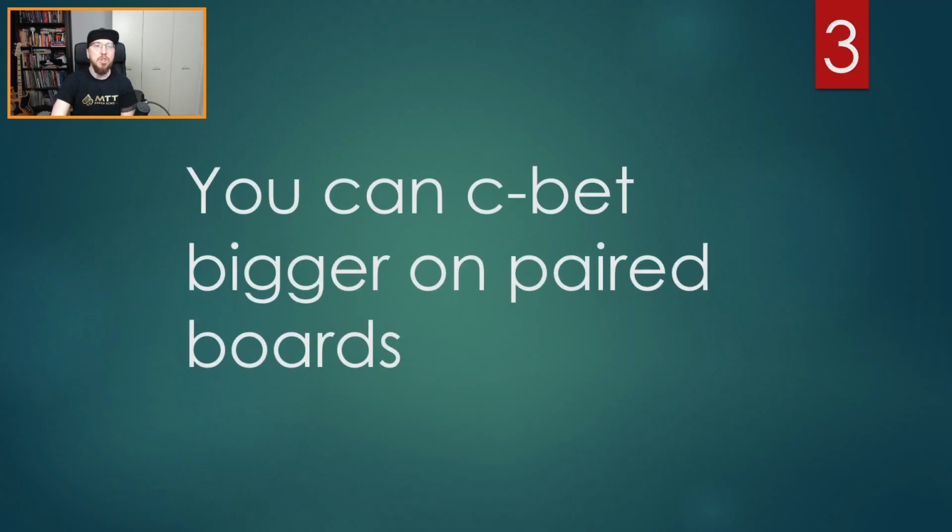So number 3, you can c-bet bigger on paired boards. This might come as a bit of a surprise because in the last video that I did on playing the flop, I said that paired boards when you're playing in position versus the big blind were very frequently bet for a small size or check. Here you actually can use some bigger bet sizes. Let's just take a look at the next chart.